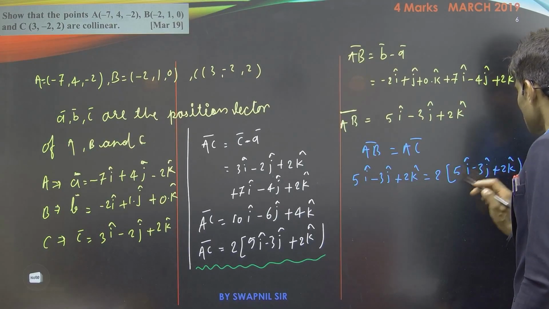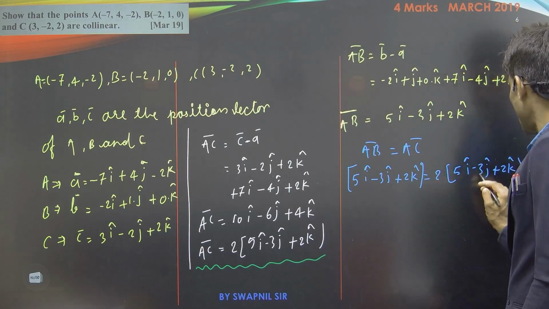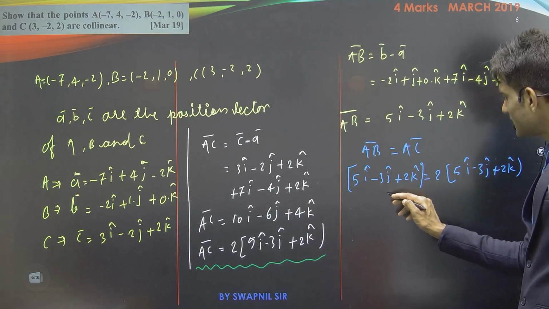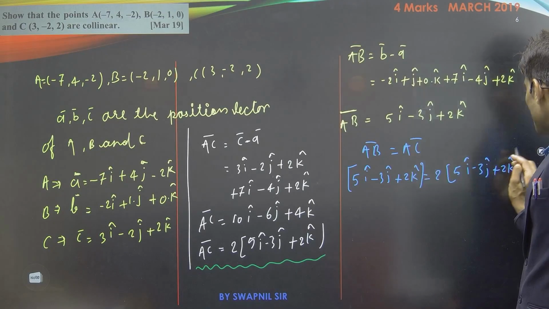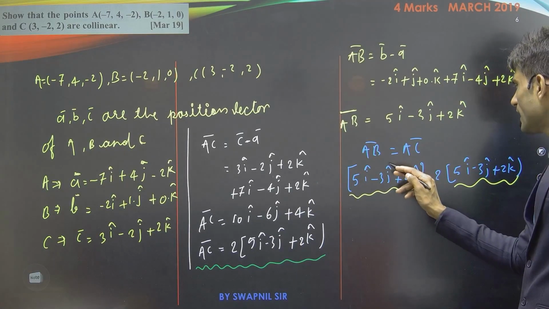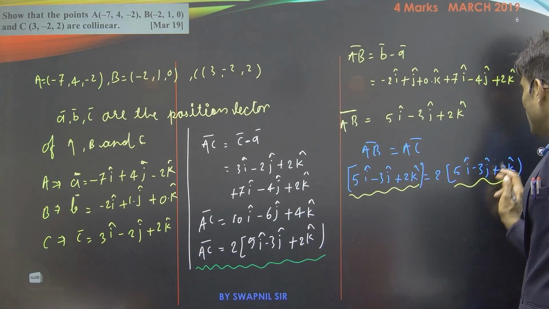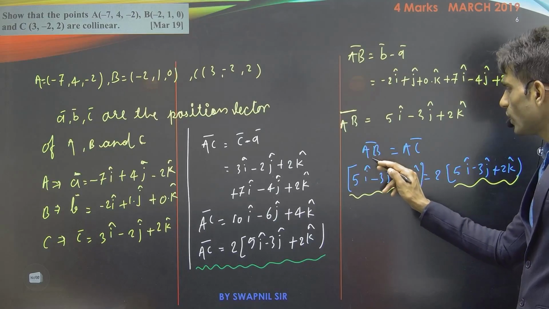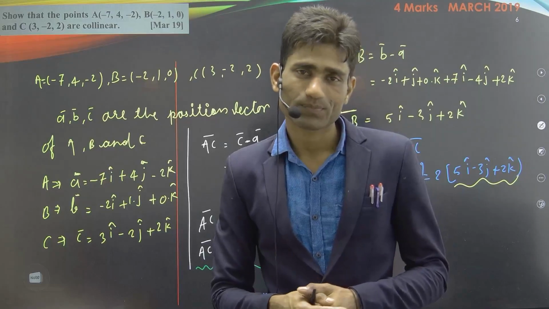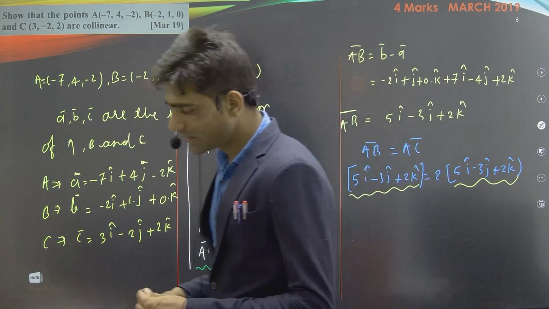So I have written AB bar in terms of AC bar as 2 times this one. Now as we can see, this first position vector is equal to this first position vector. That means AB bar can be written as some scalar multiple of AC bar. That means one vector can be written as some scalar multiple of another vector.